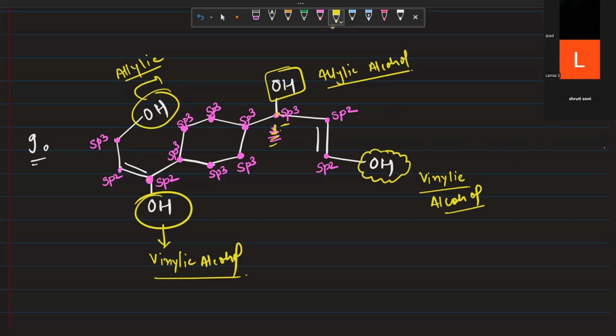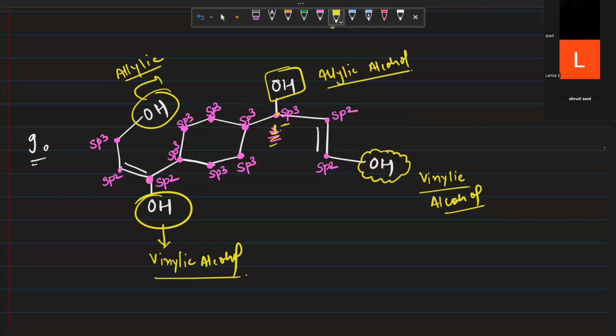Whenever allylic and vinylic will come, you need to identify hybridization. So I think that is a little bit easier as compared to directly checking. Whenever we give the hybridization to each carbon before starting further, that will be a little bit easier.